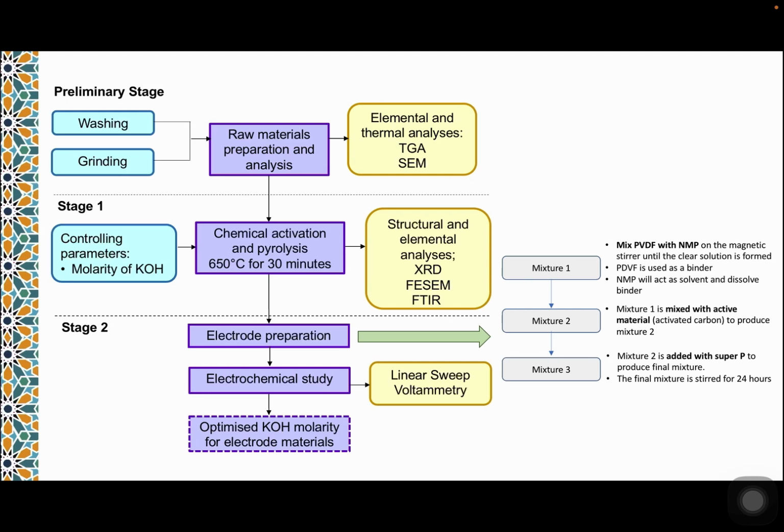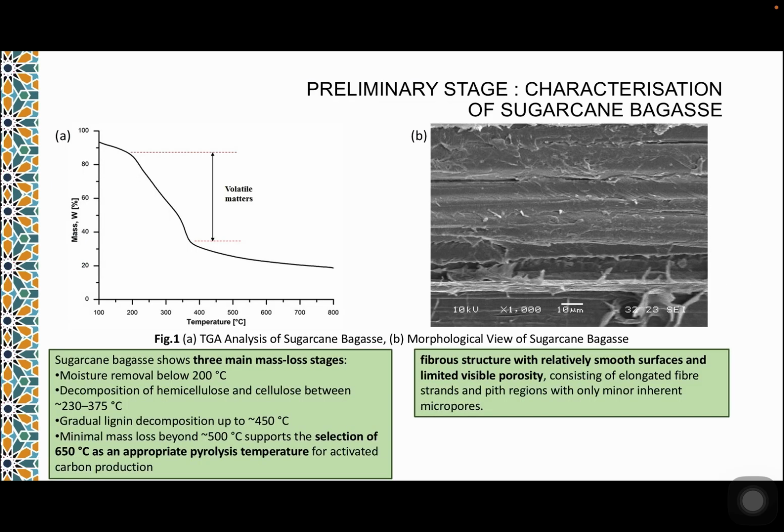And finally, in stage number 3, we did the electrode preparation for the electrochemical study, where we have the linear sweep voltammetry, and we will finally find the optimized KOH molarity for this electrode material. Next is its result and the discussions.